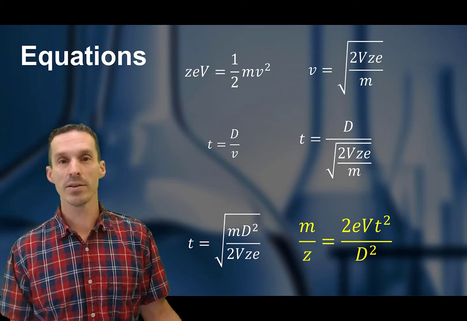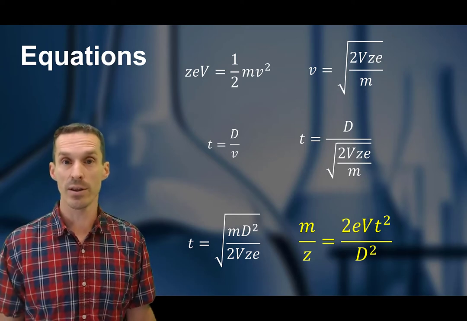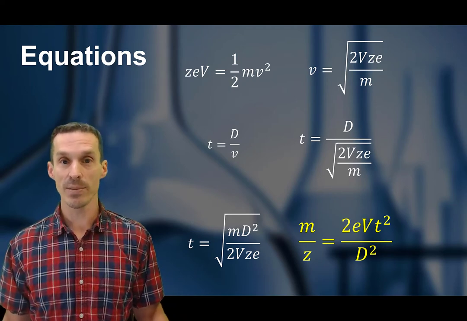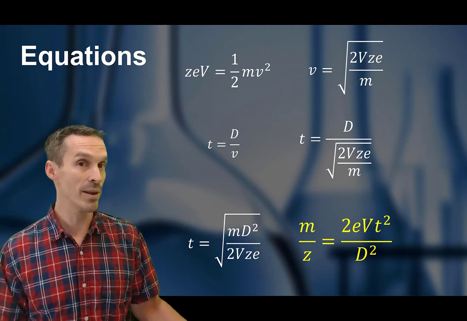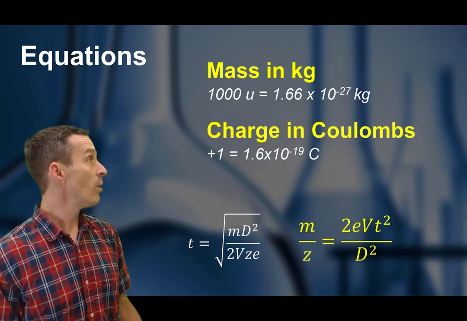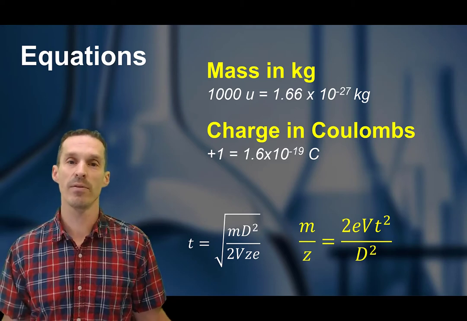And if we can say that the distance is a constant and the accelerating voltage is a constant, then there is this direct relationship, or in other words, a time of flight instrument is a true mass analyzer. It depends on mass over charge. So I'm just curious now, how fast are we talking about? What is the flight time inside of a time of flight instrument?